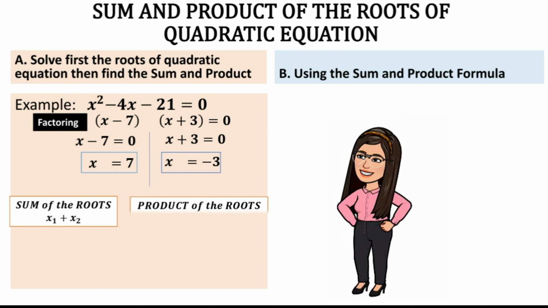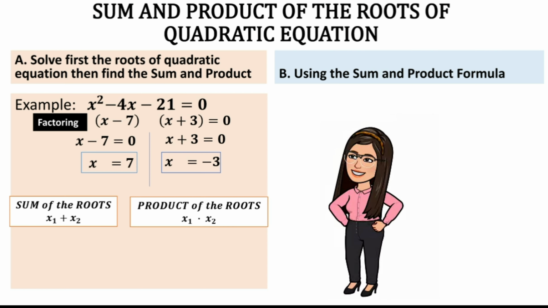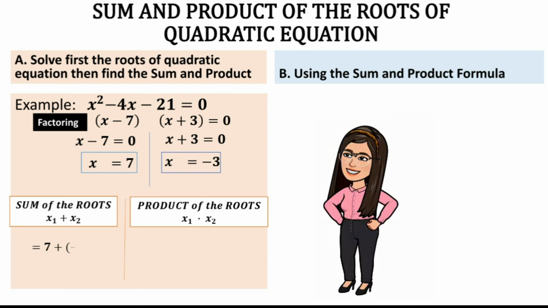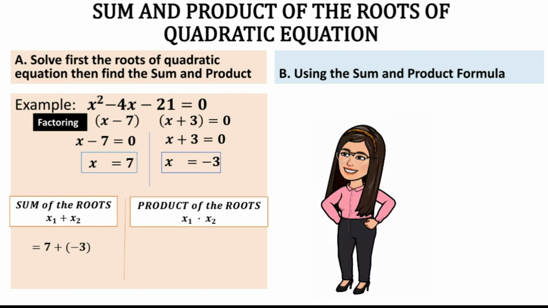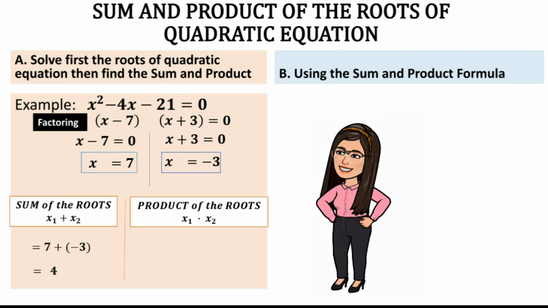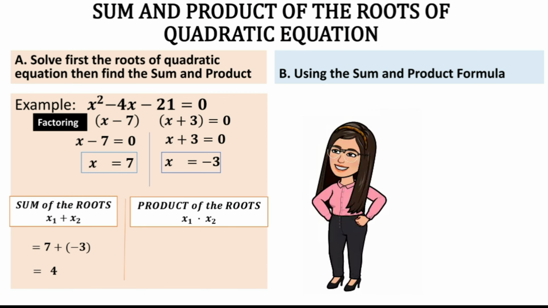Now let's solve for the sum of the roots. In finding the sum of the roots, we will simply add the two roots, which is 7 plus negative 3. So simplify, that is positive 4. Okay, that is the sum of the roots. Next, for the product of the roots, we will simply multiply 7 times negative 3. So 7 times negative 3 is equals to negative 21.